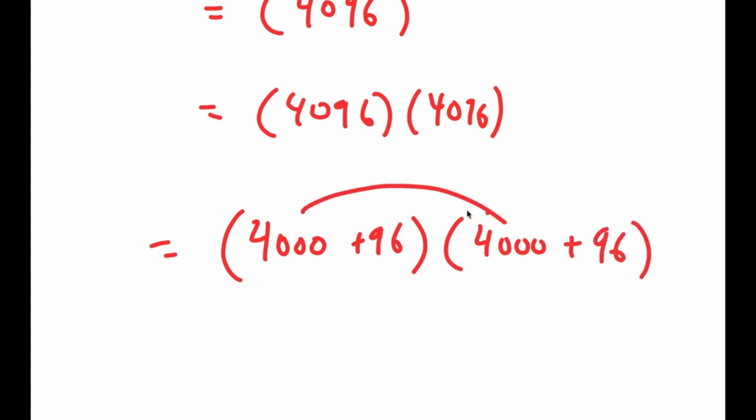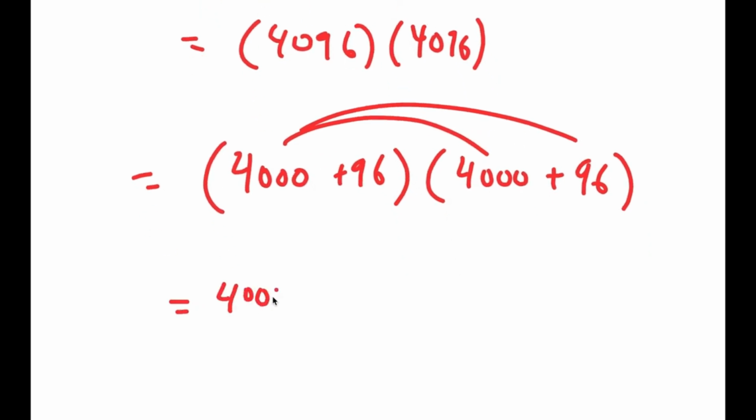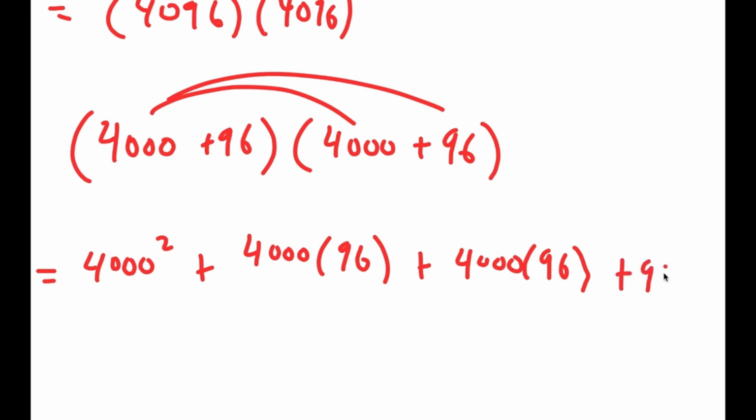And now I can use the distributive property. So I get 4,000 squared plus 4,000 times 96 plus 4,000 times 96 plus 96 squared.